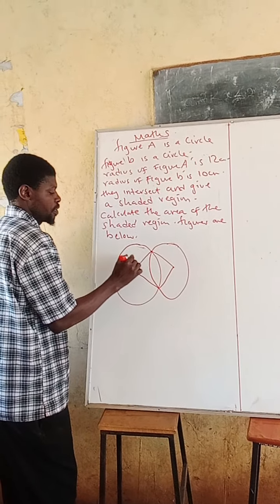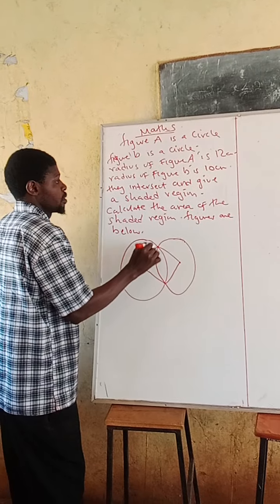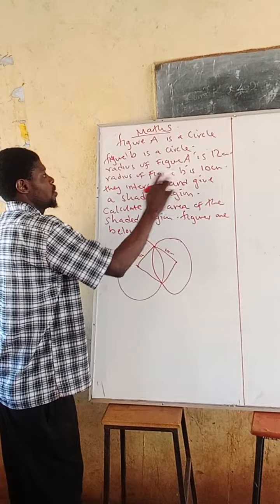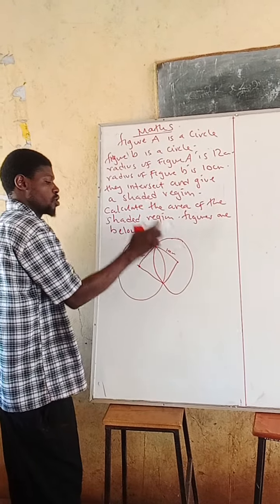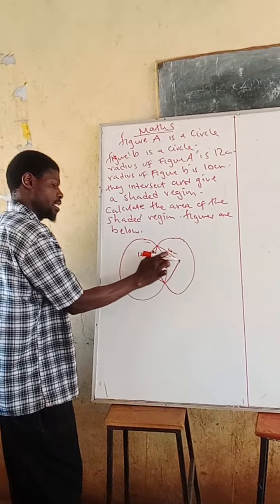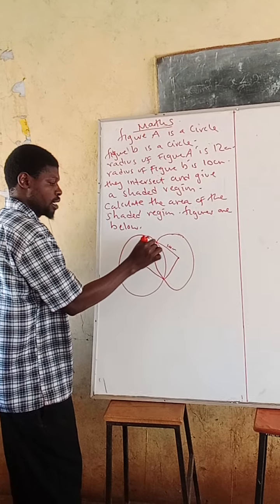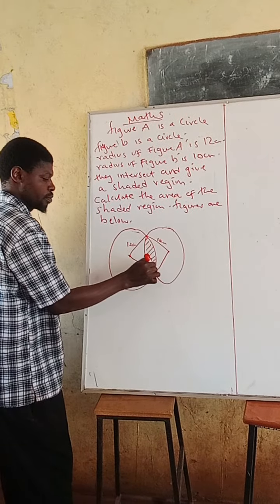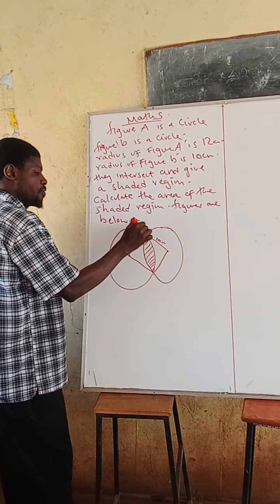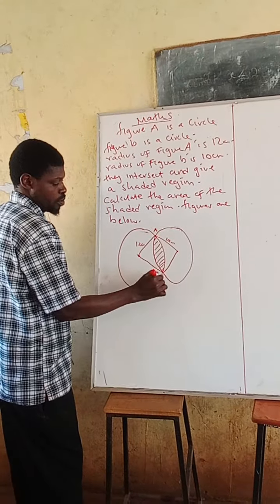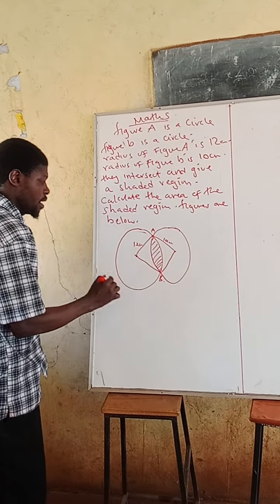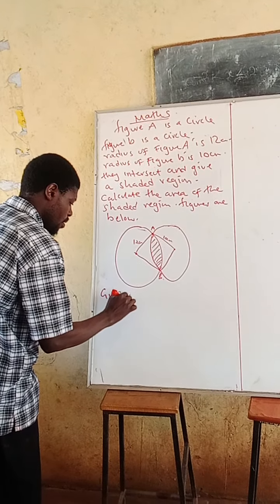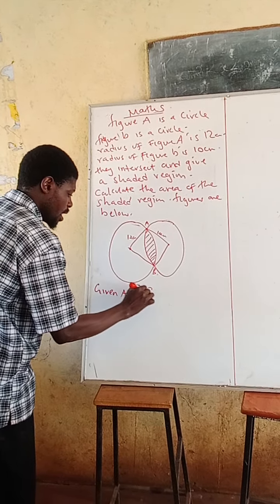First one is 12 centimeters. Second one is 10 centimeters. Remember what I said, the radius of those two figures are 10 centimeters and 12 centimeters. This is the shaded region. Remember, from A to B, let me add given AB equals 9 centimeters.